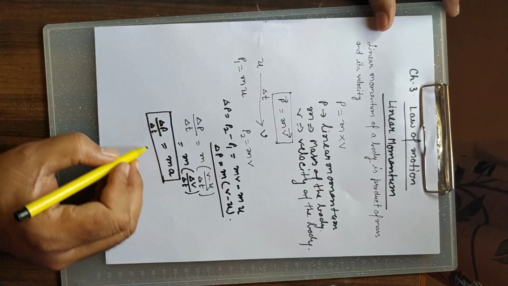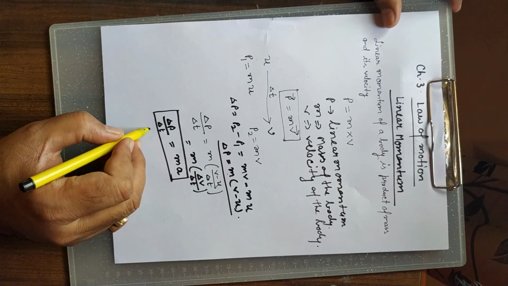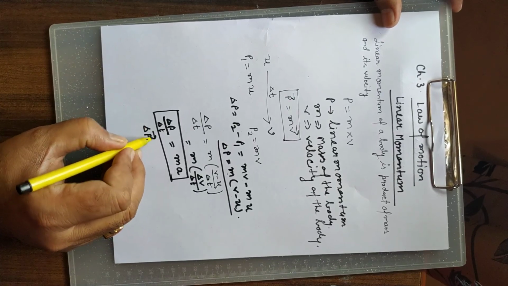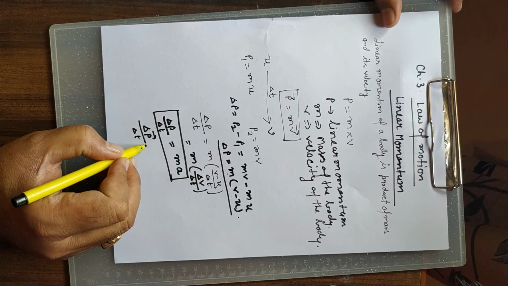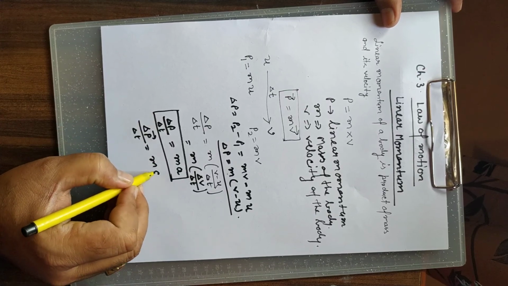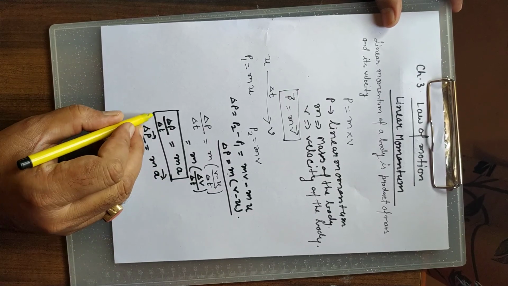Mass and acceleration. In vector form, how can I write it? Delta p upon delta t equal to m a vector, as mass is a scalar quantity and acceleration is a vector quantity.